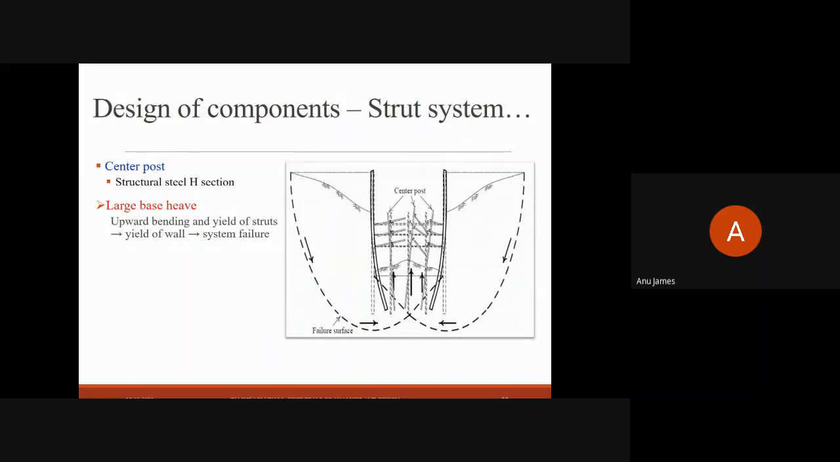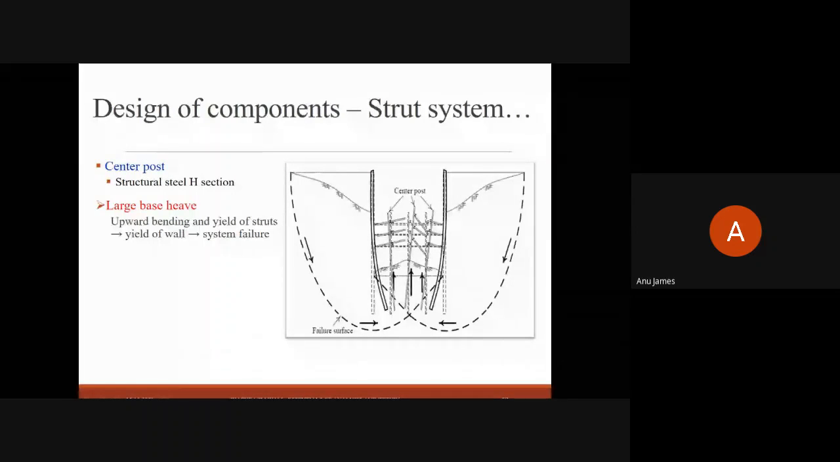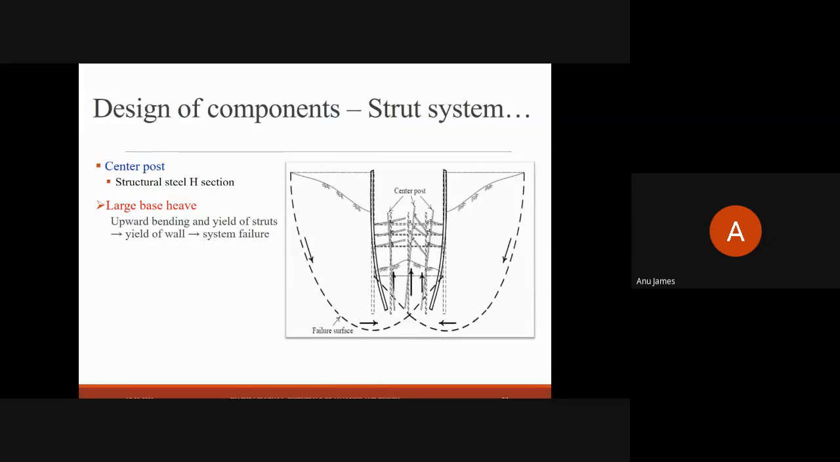This diagram shows an illustration of a structural collapse of an excavation system due to the upward movement of the center post. This happens due to the large base heave. The upward movement causes the bending of the center post, which results in yielding and failure of the strut element, and which results in the ultimate failure, the inward failure of the excavation.